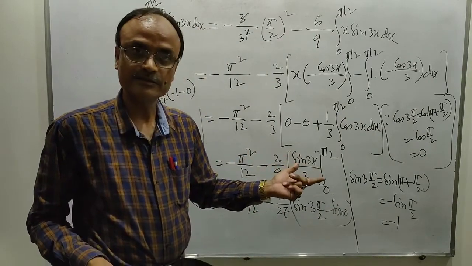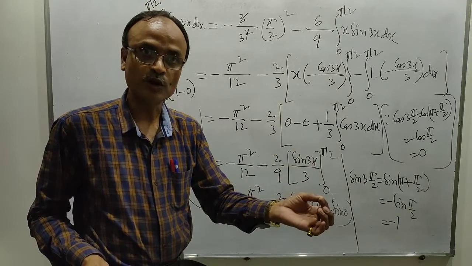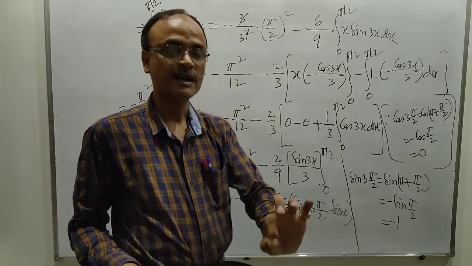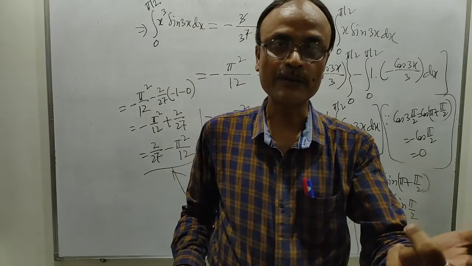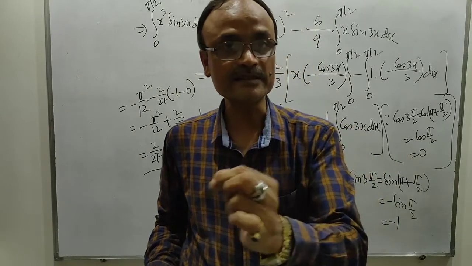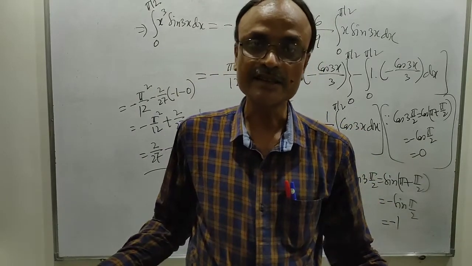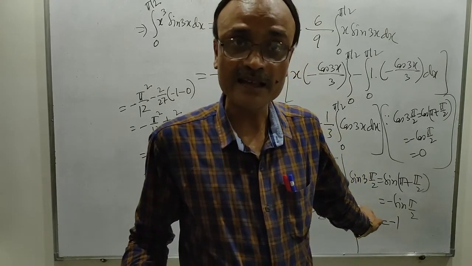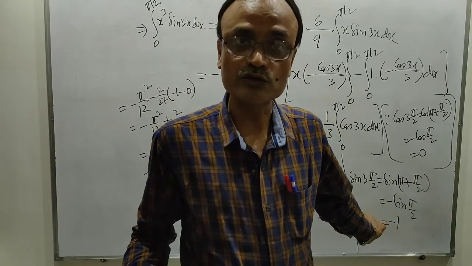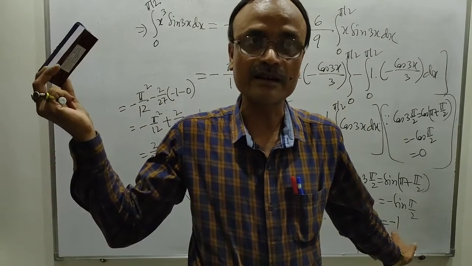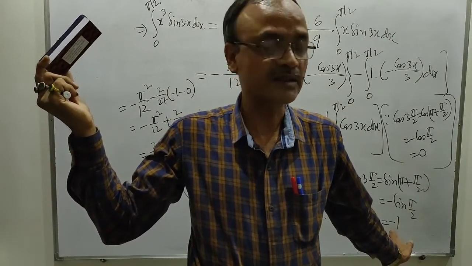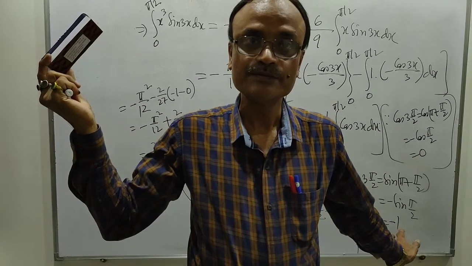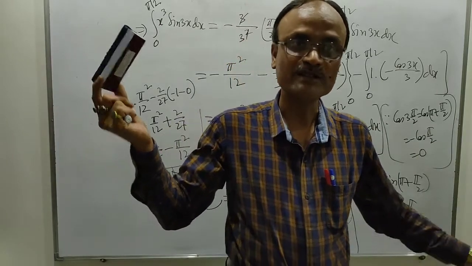We have applied the reduction formula to deduce the integration from 0 to pi by 2 of x cube sine thrice x dx. The result is 2 by 27 minus pi square by 12. This problem has already been solved earlier in a previous class by another method. You may check it.